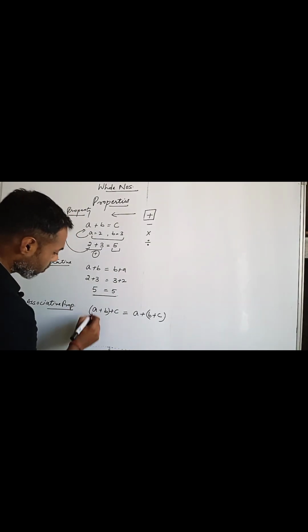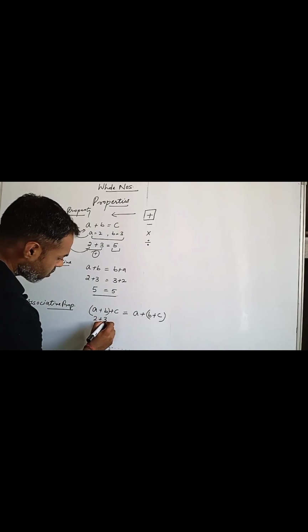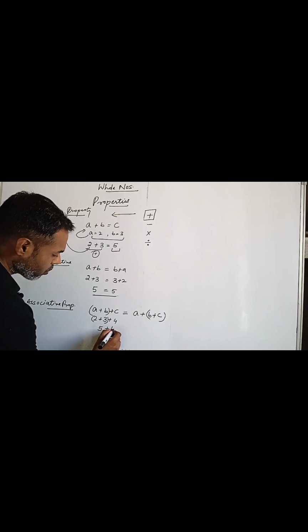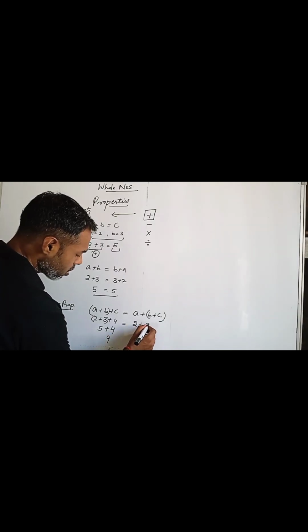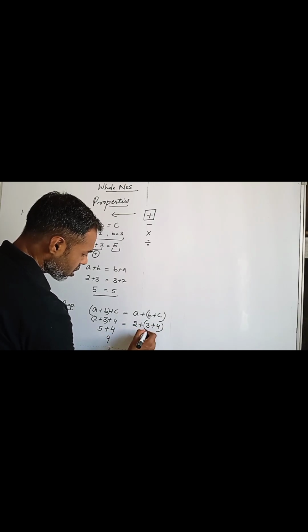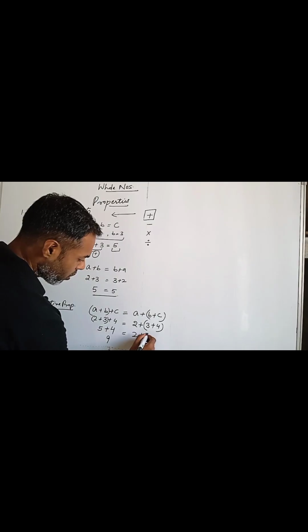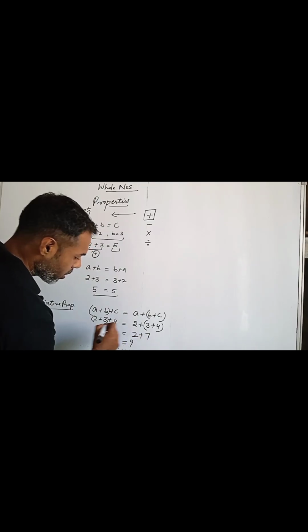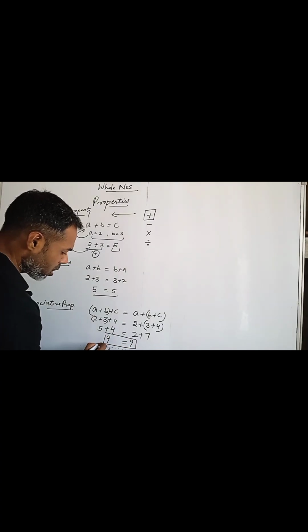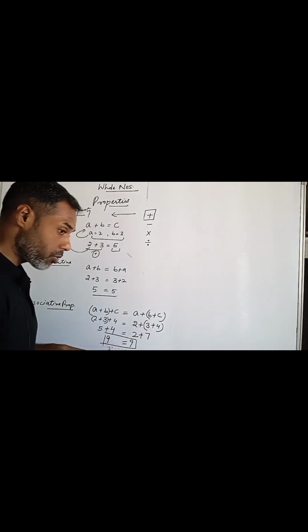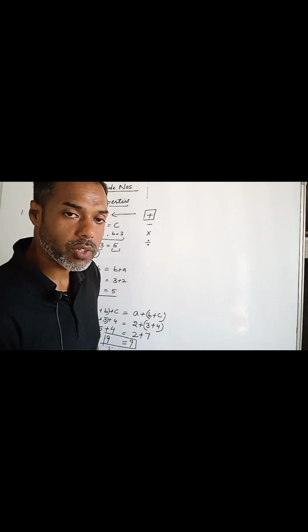Let us take the same example. Suppose A is 2, B is 3 and C is 4. First of all we will add these 2 and 3. So 2 plus 3 will give us 5 and 5 plus 4 will give us 9. Let us check on the other side. Same numbers but the association is changed. First we have to solve 3 plus 4. It will give us 7 and the final result will be 9. So according to associative property, if we are changing the association of numbers, it will not affect our result. The result will be the same.